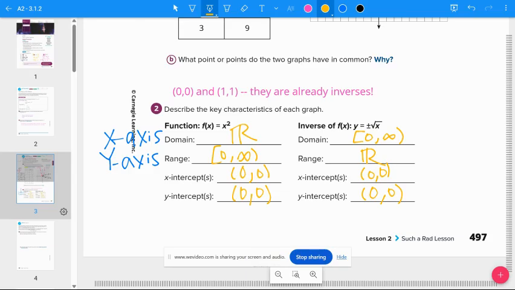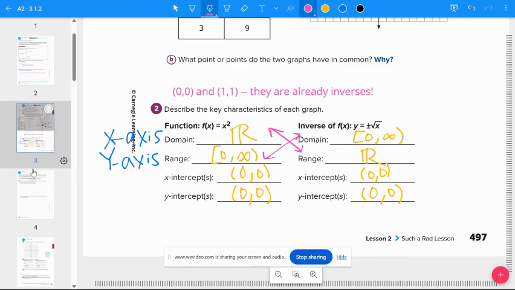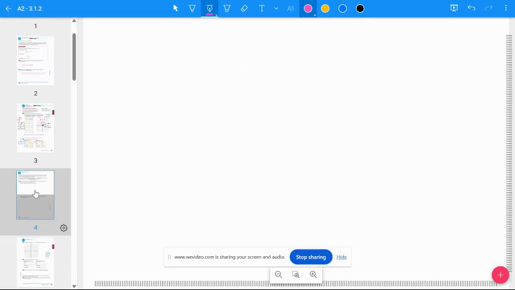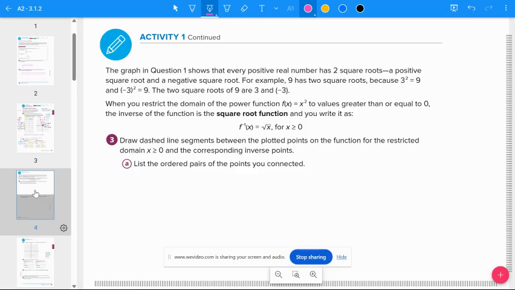All right, so hopefully you filled that out, and hopefully you also had a thought of, oh wow, the x-intercept and the y-intercept are the same. And what happened to our domain and our ranges? They switched, they became the opposite. So the domain of our original function is the range of our inverse, and the range of our original is the domain of our inverse. Interesting. I wonder if that's something that's going to be important as we continue on in these notes. Just something to think about.